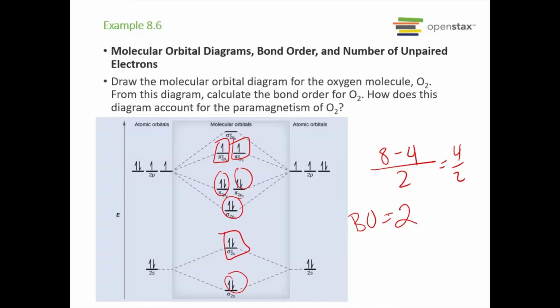Oxygen has a double bond, a bond order of 2. And this is greater than 0. This is a stable molecule. And the paramagnetism is explained by the 2 unpaired electrons in that pi star 2p orbital.